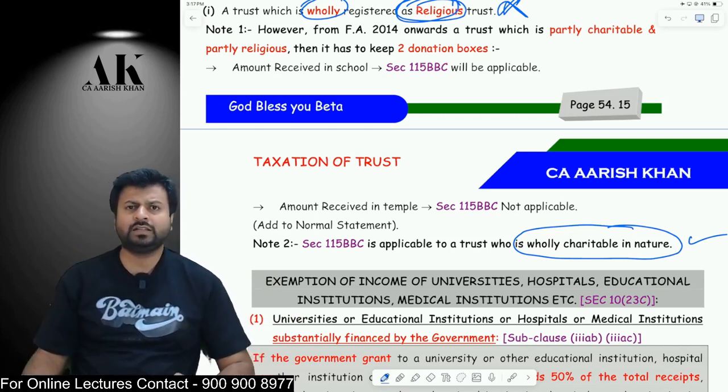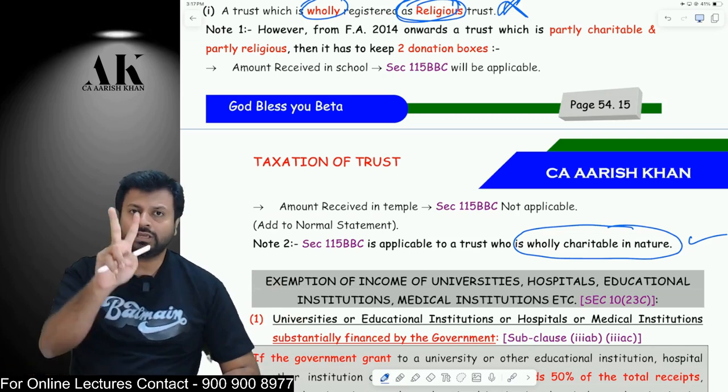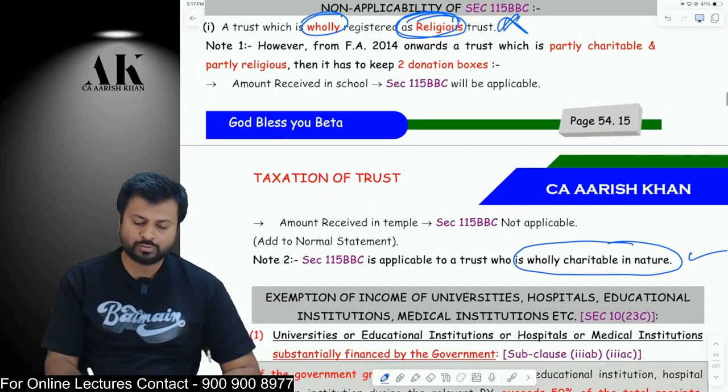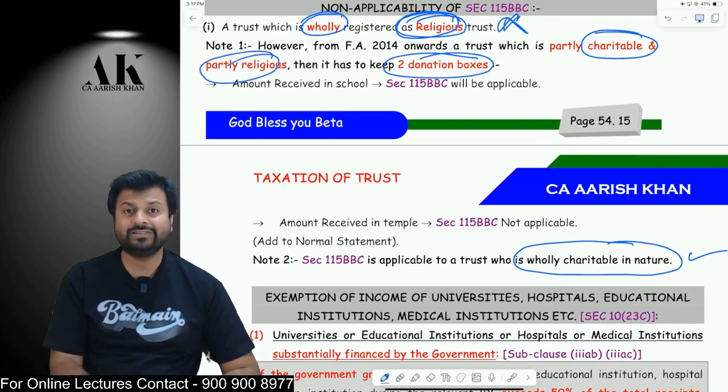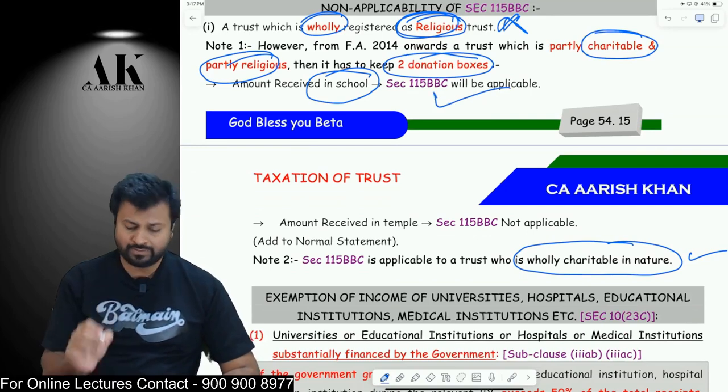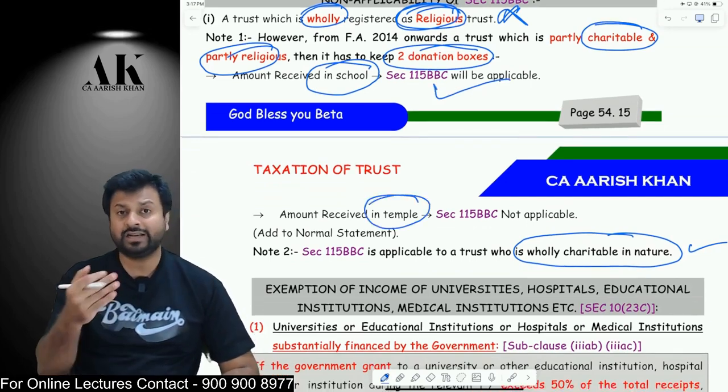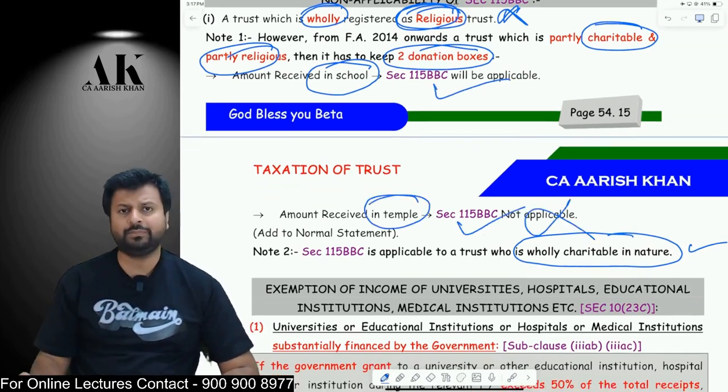What if I am partly charitable and partly religious? Then you have to keep two donation boxes. Two donation boxes have to be kept by the assessee if you are partly charitable and partly religious. The amount which is received for charitable purpose, 115BBC will be applicable, and the amount which is received for religious purpose, 115BBC will not be applicable.